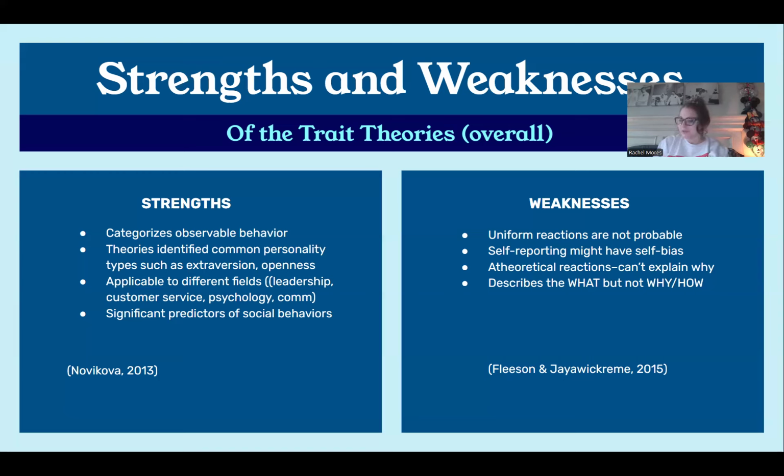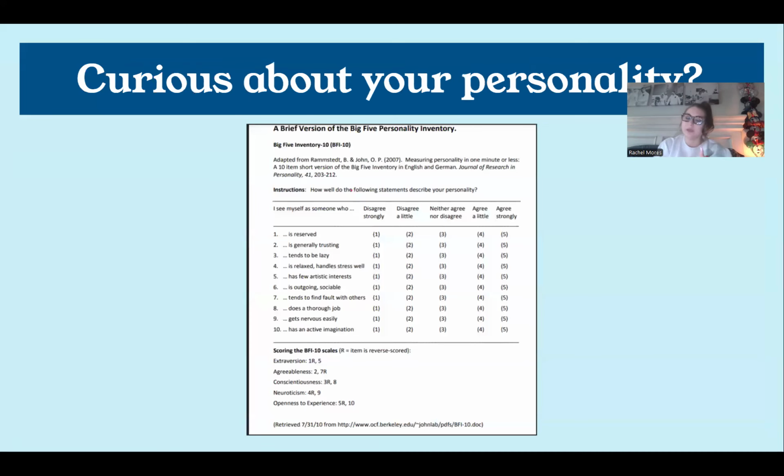So that is trait theories and the overall viewpoint on that, as well as your five-factor model, which is OCEAN. Now, if you are curious about your own personality type, I have also included a very brief version of the Big Five personality inventory. Like I said, it's brief, it's short, just a quick way to find out what you are. So there's that.